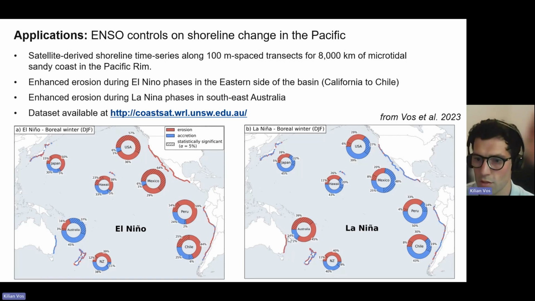So that was something that was already observed in situ, but we could really capture it coherently at a large scale using satellite data. There's, I think, several thousand beaches in this data set. And it's also available on this website if you want to look at the data. So that's another application showing how the satellites can be used to upscale some analysis to look at climate effects and how the coast responds to these climate patterns.